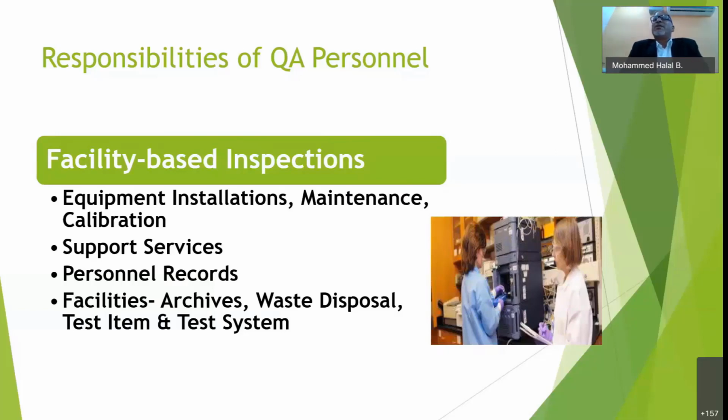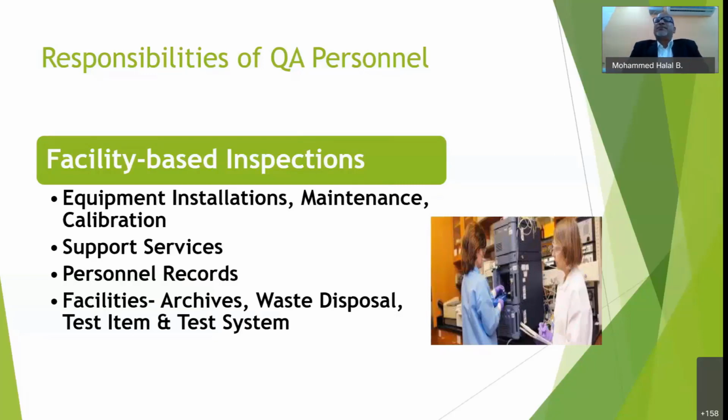Without providing adequate and experienced people to the test facility to conduct experiments, nothing can be done. So the human resource people are also part of the GLP. They are supporting the service. So they are called the support services of the facility-based inspection. This support system also needs to be audited by quality assurance personnel during the facility-based inspection.